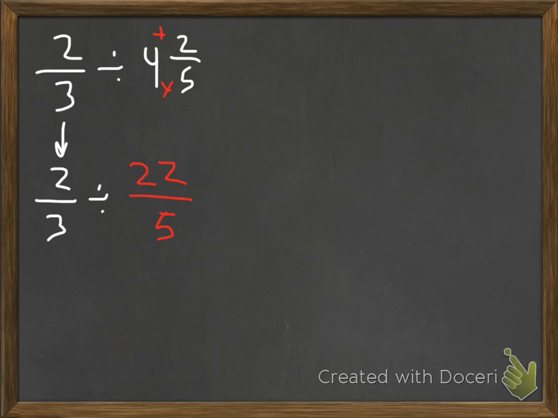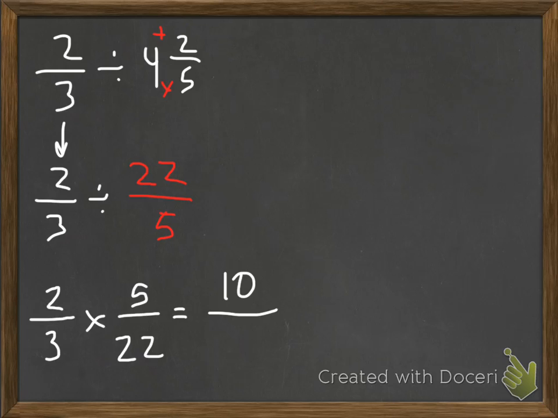Now we go and do our KFC. Keep, flip, change. And now we can multiply. 2 times 5 is 10, and 3 times 22 is 66.